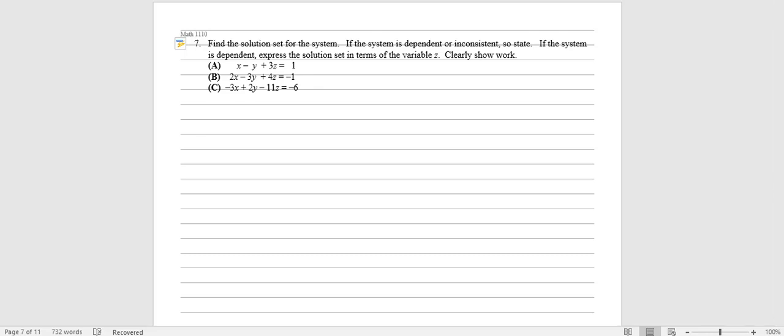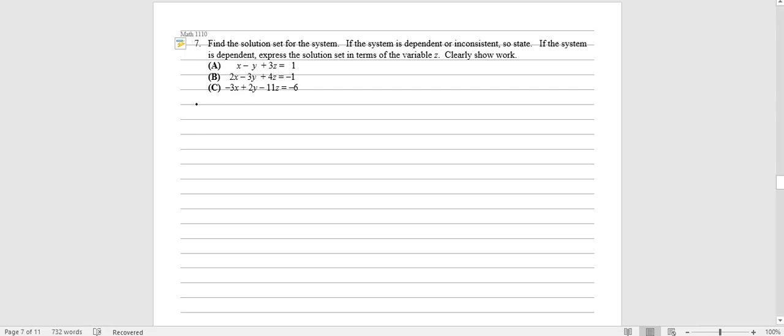Let's take a look at this system. We want to begin always by choosing a variable to eliminate. And in this particular instance, it's just as easy to eliminate x as it is to eliminate y.